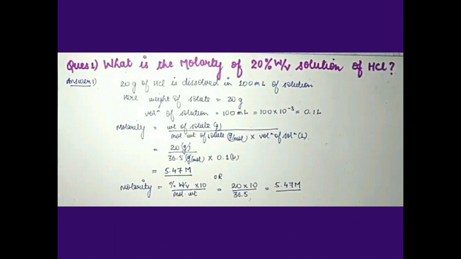ठीक है, and या तो हम नंबर ऑफ मोल्स अलग से निकाल लें 20 upon 36.5, या फिर मोलारिटी के फॉर्मूला में ही लिख सकते हैं. मैंने आपको करा रखा है ये फॉर्मूला. When mass is given to us and the volume is in milliliters, what formula we can use? Mass of solute into 1000 upon molar mass of solute into volume of solution in milliliters.